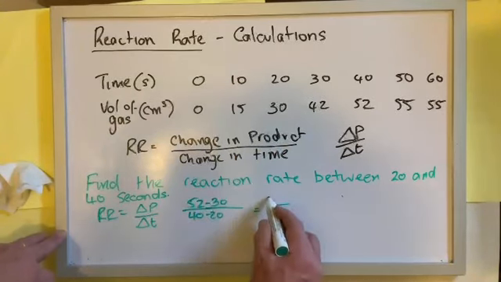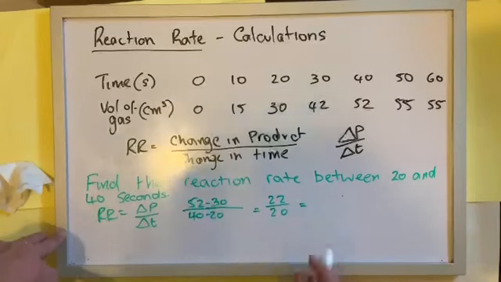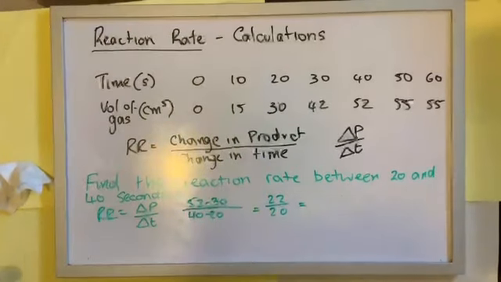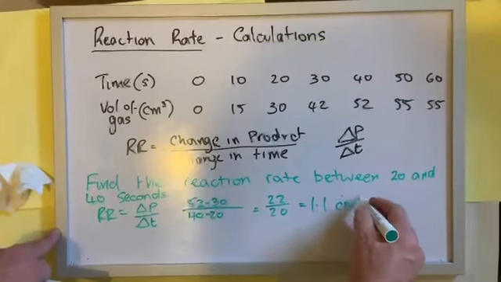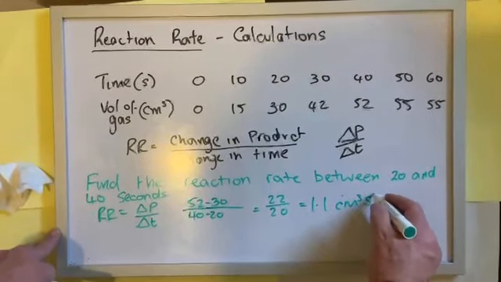So we would have 22. This would give us a reaction rate of 1.1. Again, centimetre cubed per second minus 1.